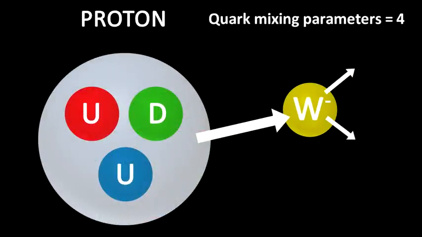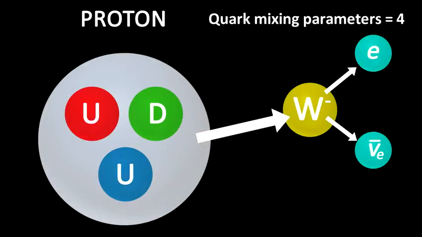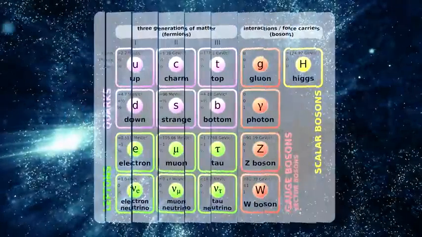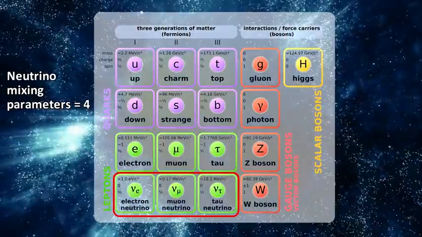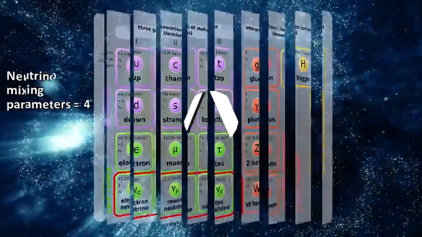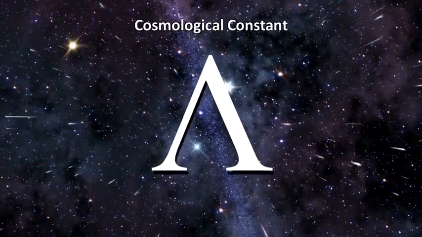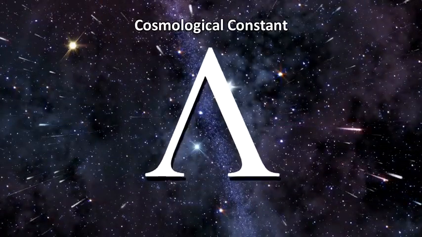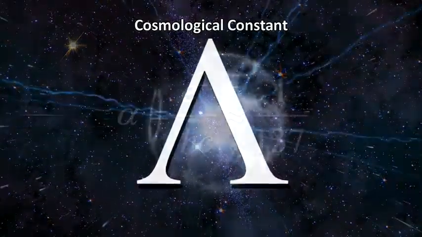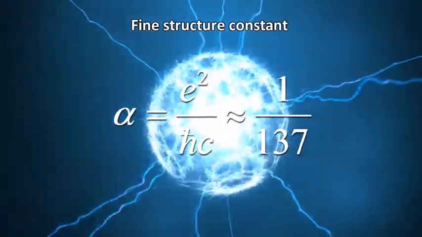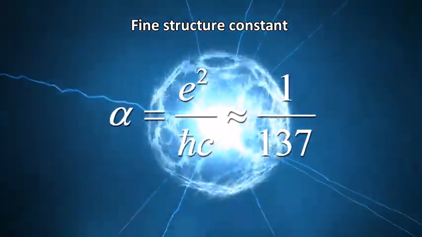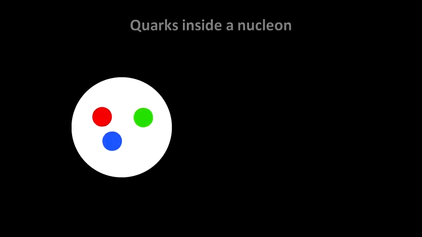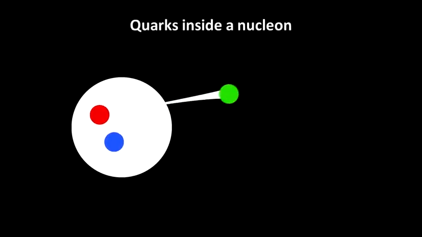These are required to describe the weak nuclear force and nuclear decay. Another 4 numbers are the neutrino mixing parameters. These describe how neutrinos mix with each other. There is the cosmological constant, which describes the amount of acceleration present in the universe's expansion. The fine structure constant, which represents the strength of the electromagnetic interaction. And finally, the strong coupling constant, which defines the strength of the strong nuclear force involved in keeping neutrons and protons glued together in the nuclei of atoms.